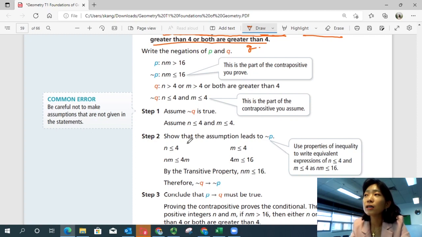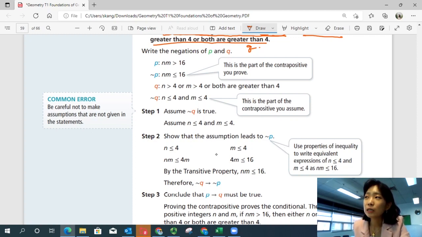If they're both less than or equal to 4, the greatest number they can get is 4, right? So 4 times 4 is 16. And so that proves that the greatest product they can get is 16, and it's not going to be greater than 16. So that's a contradiction.